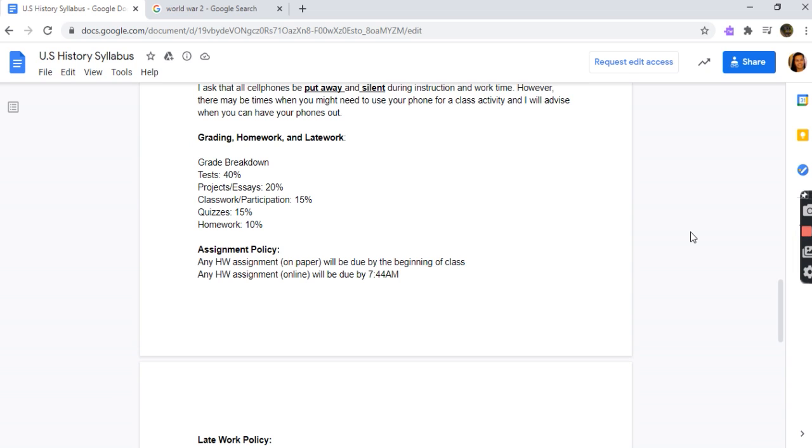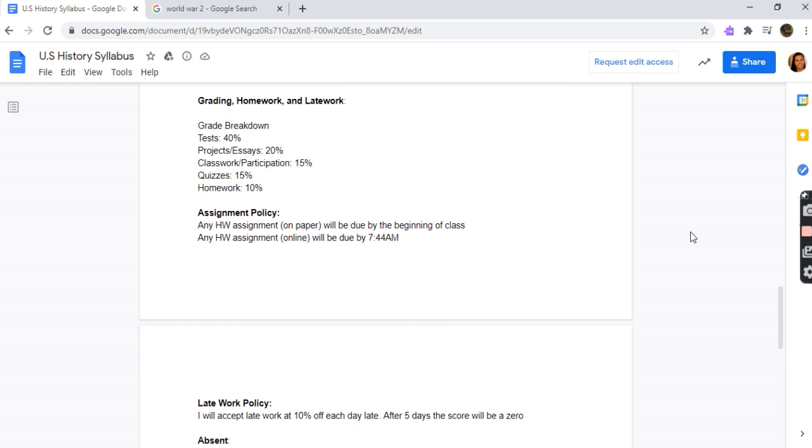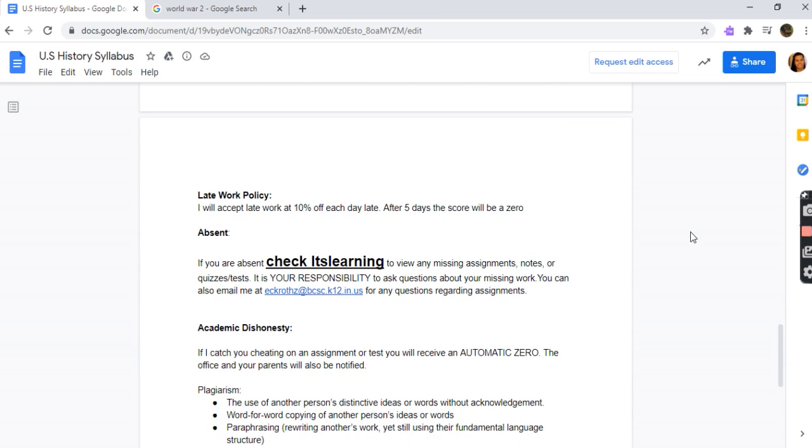Assignment policy. Any homework assignment on paper will be due by the beginning of class. Any homework assignment online will be due by 7:44 a.m. Late work policy. I will accept late work at 10% off each day late. After 5 days, the score will be a 0.